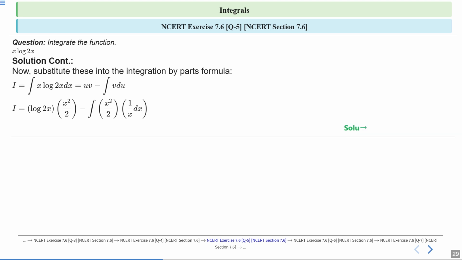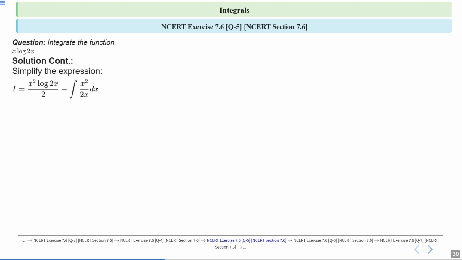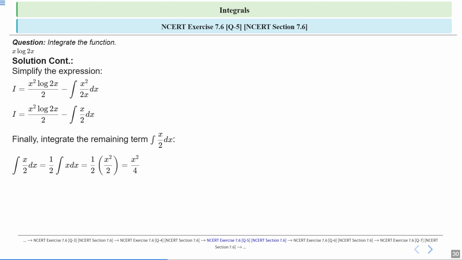Simplify this. We get x square log 2x by 2 minus integration of x square by 2x dx. So x square log 2x by 2 minus, x cancels out, so it becomes x by 2 dx. Finally we have to integrate x by 2 dx. The constant term comes out of the integration. So 1 by 2 integration of x dx, and the integration of x dx is x square by 2. So this is equal to x square by 4.